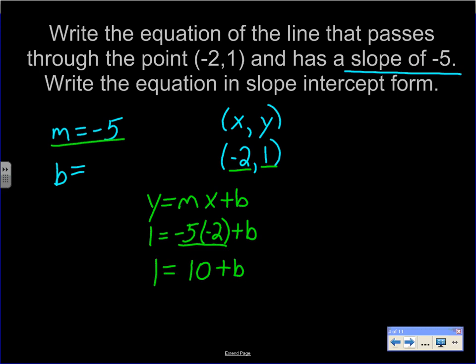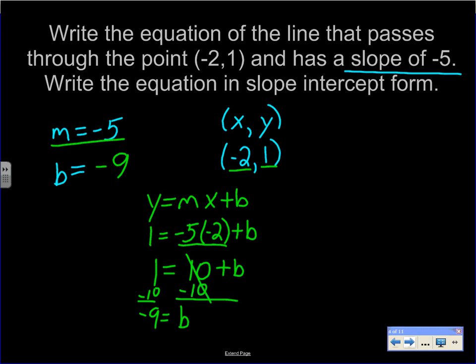And from here, how do we get b by itself? Subtract 10 from both sides. 1 minus 10 will give us a -9, and those cancel. So b is equal to -9.